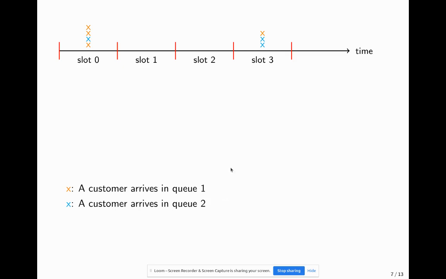And yes, we can. So assume that this is a possible sample path for the system. In the first slot, we have in total 4 arrivals: 3 arrivals in the first queue and 1 in the second queue. Then we have 2 slots where there are no arrivals, and then we have a slot with 3 arrivals.